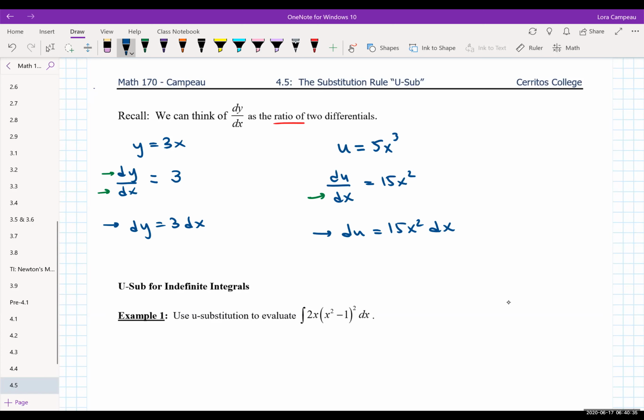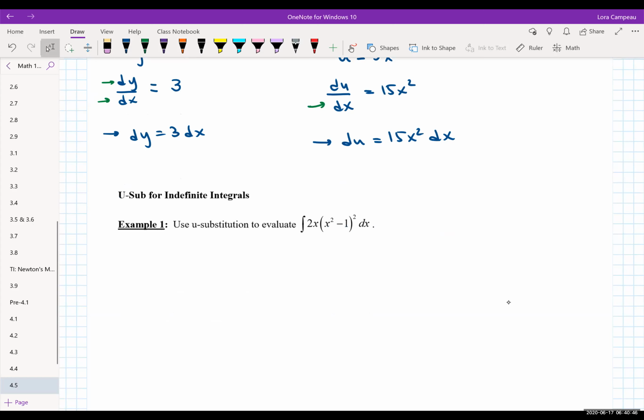As in the last section, 4.4, we had ended on an example where we reminded ourselves that we could do example 1 that we just did. I think it was the last example in 4.4. We did this by multiplying everything out with FOIL and then integrating each term, and it's a polynomial. But last section we asked, isn't there a better way we can do this?